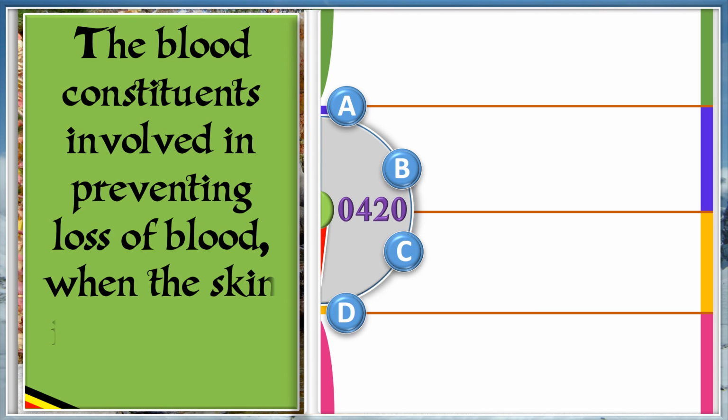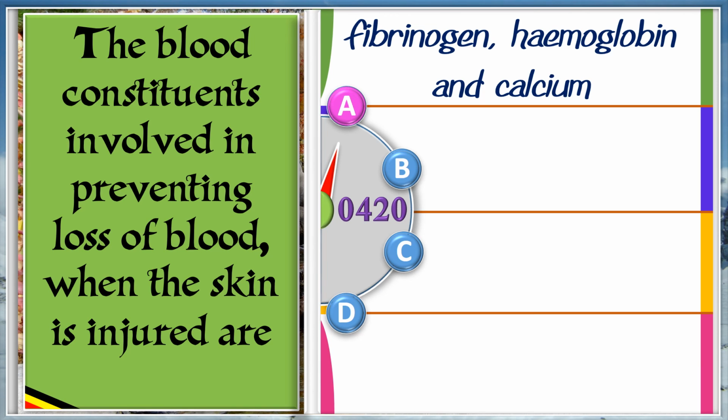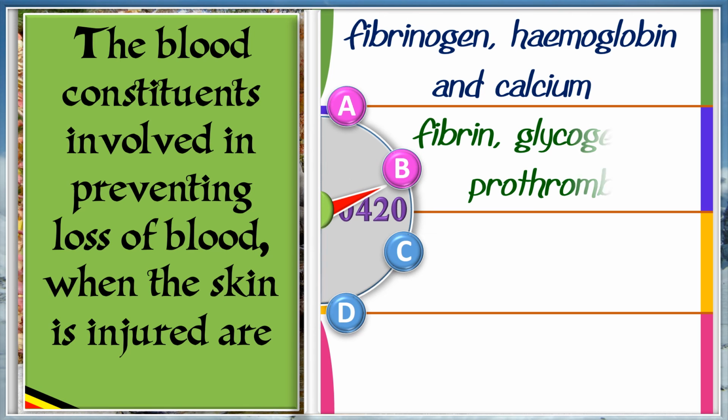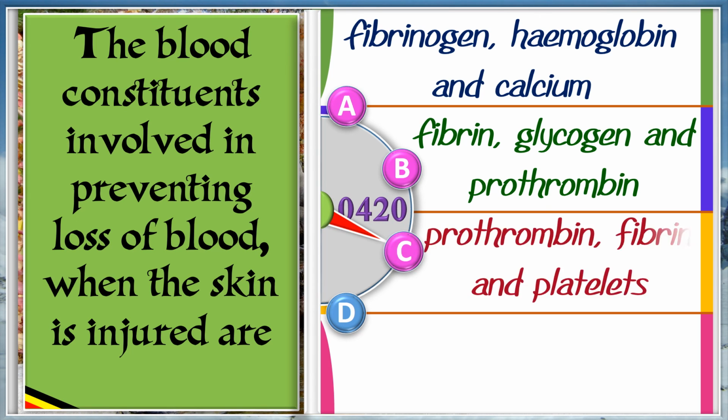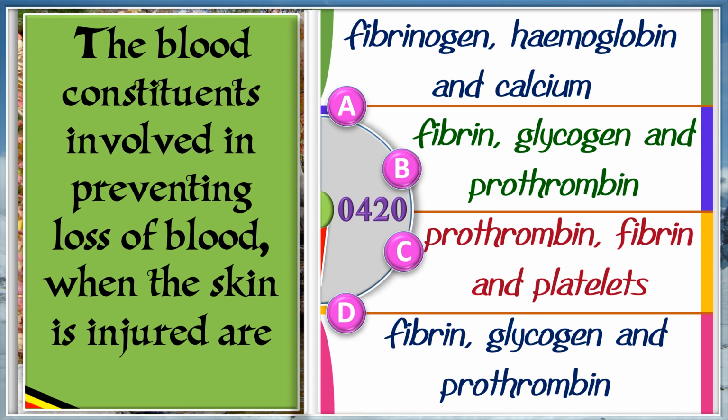The blood constituents involved in preventing loss of blood when the skin is injured are: A. Fibrinogen, haemoglobin, and calcium. B. Fibrin, glycogen, and prothrombin. C. Prothrombin, fibrin, and platelets. D. Fibrin, glycogen, and prothrombin. And the answer is C. Prothrombin, fibrin, and platelets.